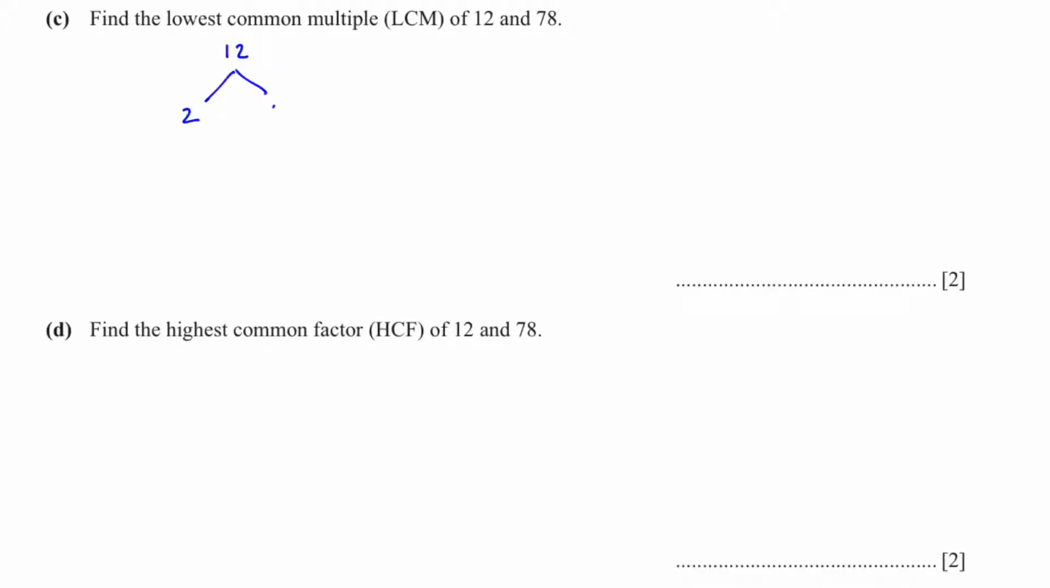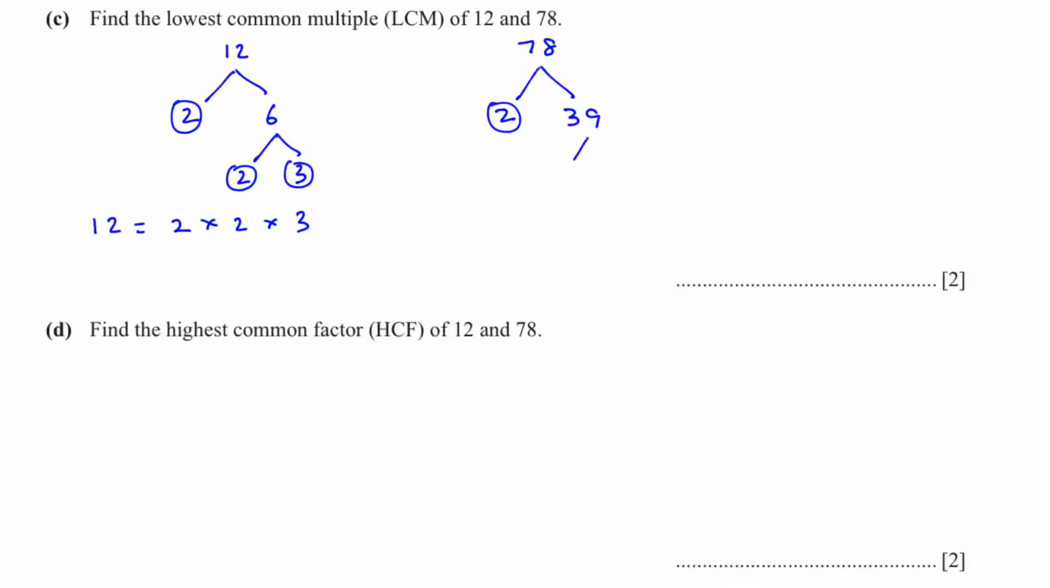2 times 6 is 12. 2 is a prime number, so we circle it. And then 2 times 3 is 6, and 2 and 3 are prime numbers, so we circle them. So the factors of 12 are 2 times 2 times 3. The same we'll do with 78. 2 times 39 is 78. 2 is a prime number. We can find 39 in the 3 times table: 3 times 13. 3 is a prime number and 13 is a prime number. So 78 can be written as 2 times 3 times 13.